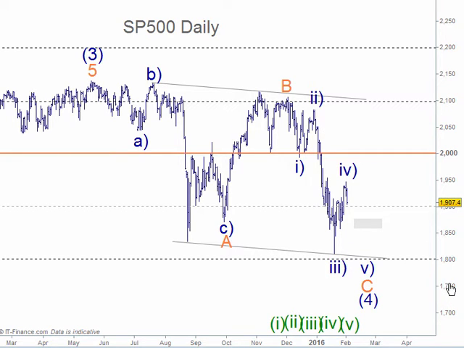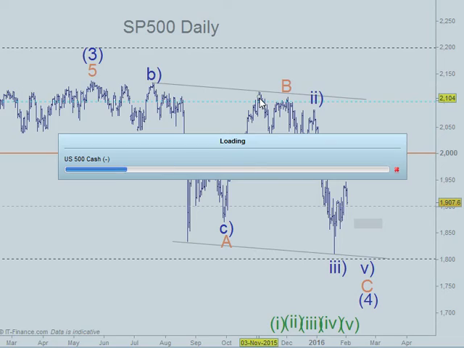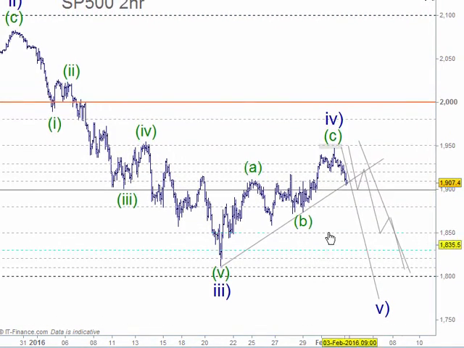So with the S&P 500 here on the daily chart, we're simply looking at a wave 4 rally here, and that seems to be just on the 2-hour chart here. That seems to be possibly completing here. Would like to see it under the 1900 though to confirm that.